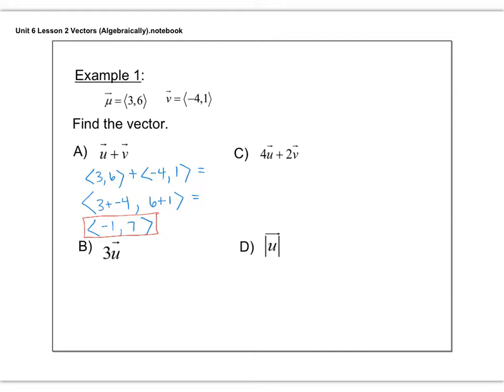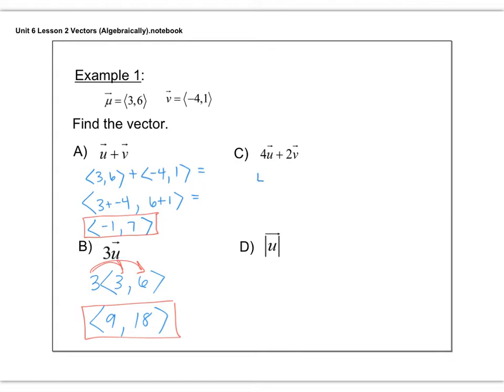Let's try another one. Let's try part B. So part B, we want to do 3u. And so we're going to take 3 times u's components, which is 3, 6, and we're going to distribute. Think of it as distribute here, distribute here. Your result is going to be 9, 18. This is going to be the terminal point, or the horizontal and vertical components at the terminal point of 3 vector u.